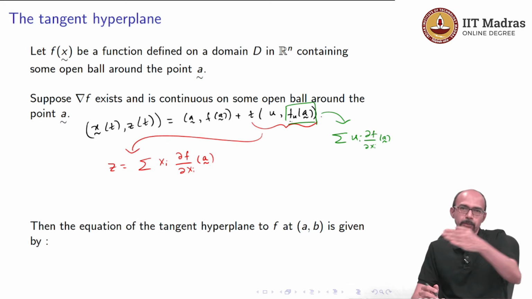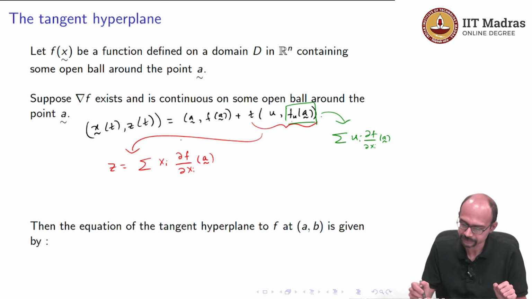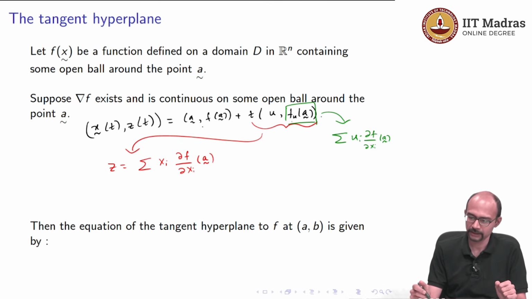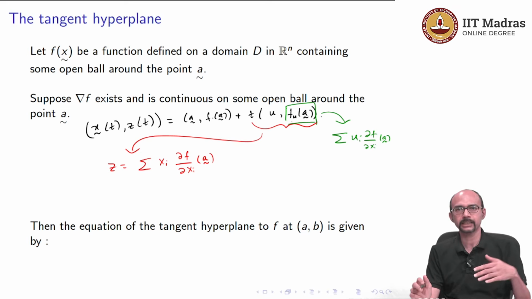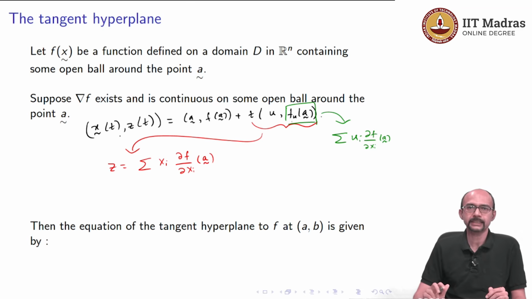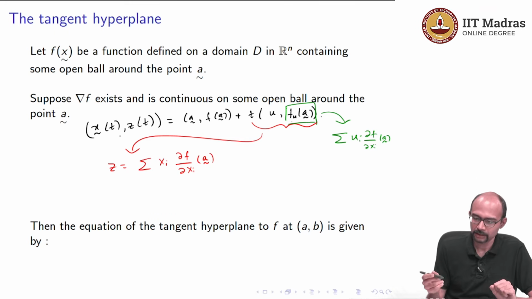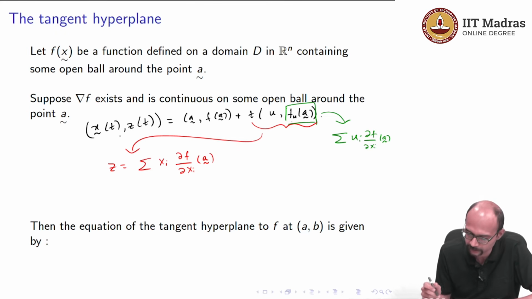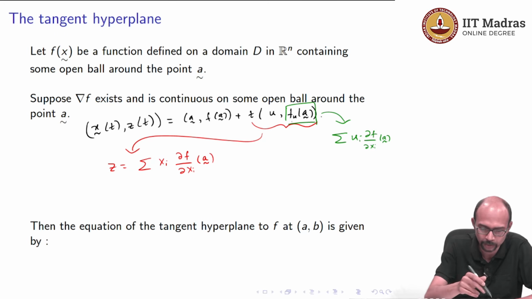And now, if you take that hyperplane and shift it by this point, then you get the corresponding affine flat, and that means that all the tangent lines lie on that affine flat or that hyperplane. That is the tangent hyperplane corresponding to the function f at the point a tilde. Its equation is going to be given by shifting this, z is summation x_i del f del x_i of a tilde, by this point.